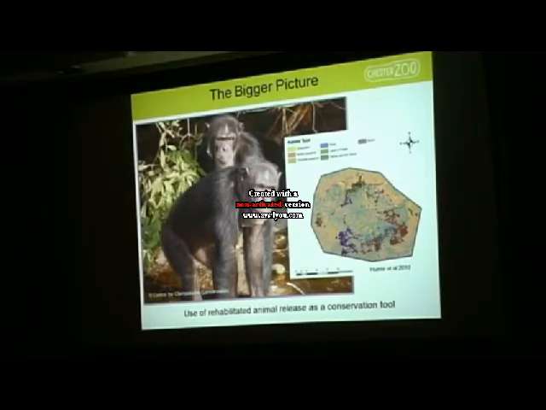Okay, so they were releasing rehabilitated chimpanzees into an area where there already was a chimpanzee population. Now they did all the modelling to show that if they released these animals into that area, so long as they protected that area and reduced the poaching, along with that reinforcement, then that population of chimpanzees was secure.